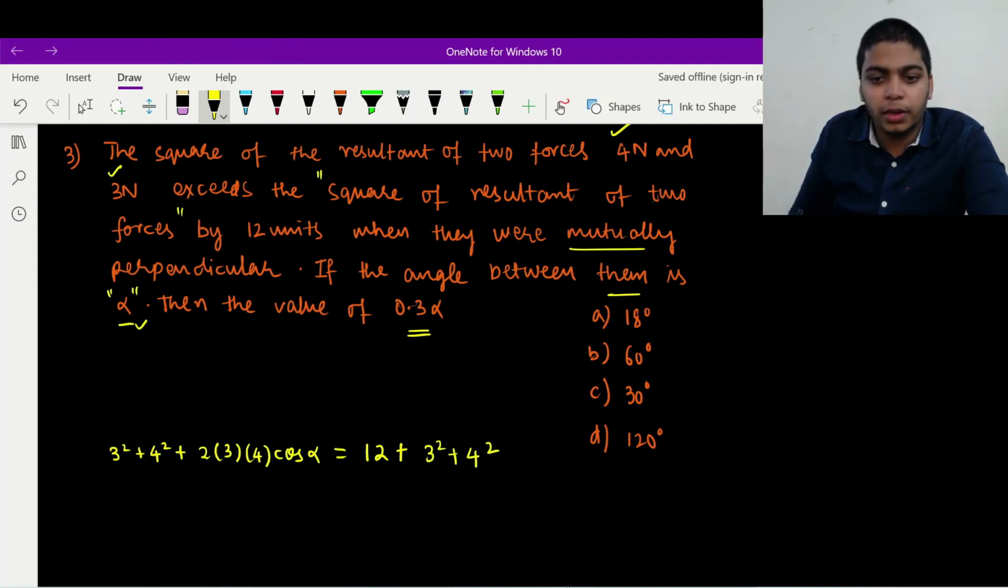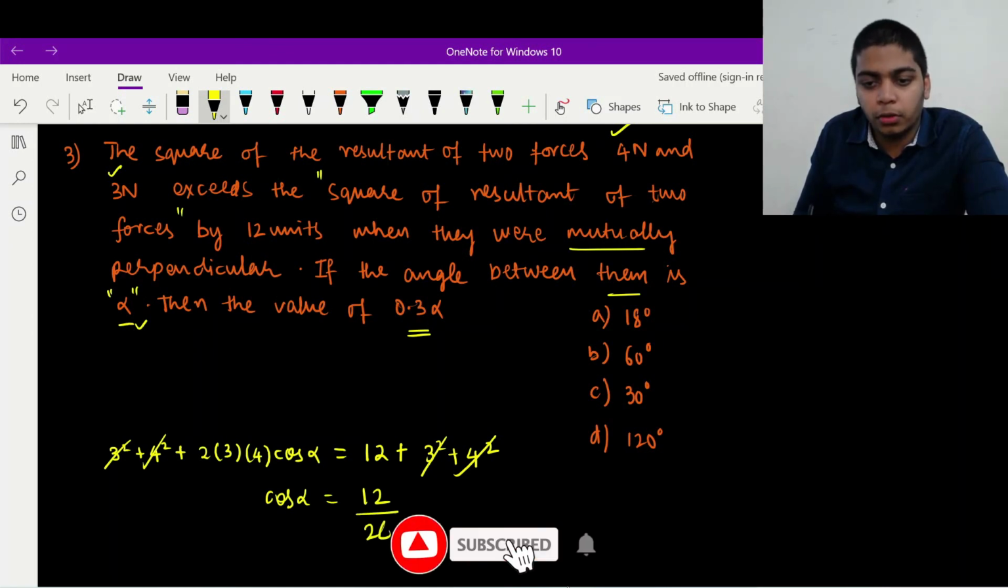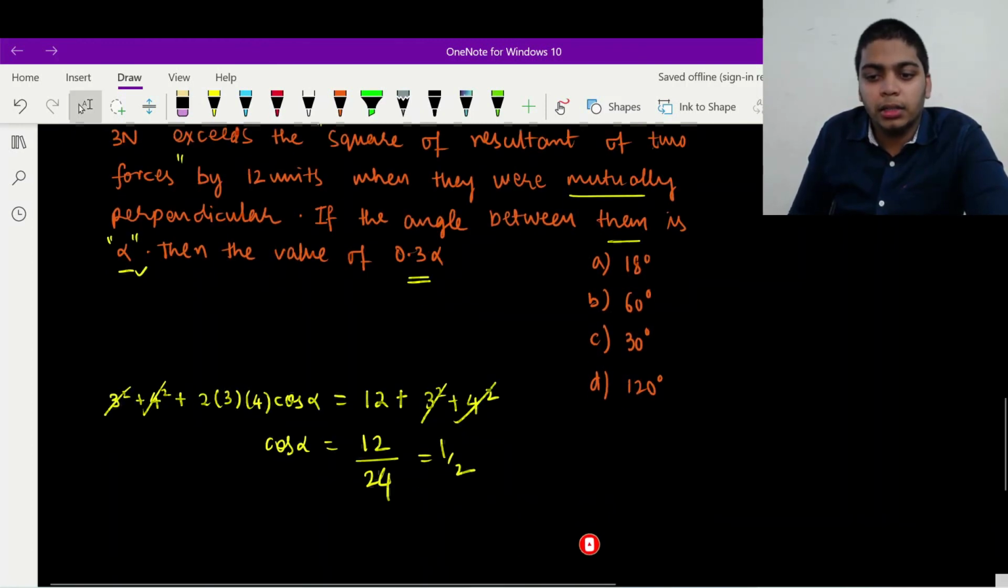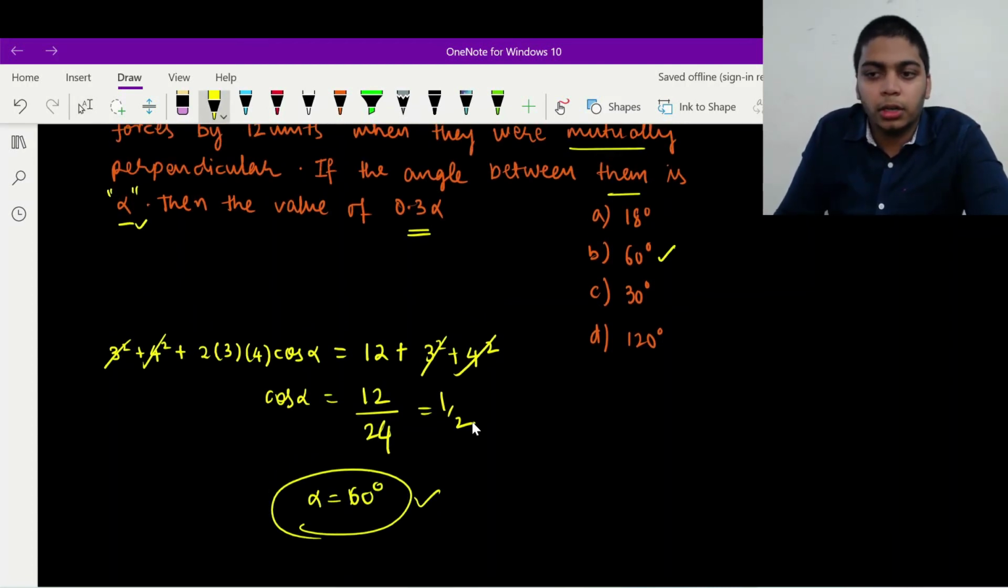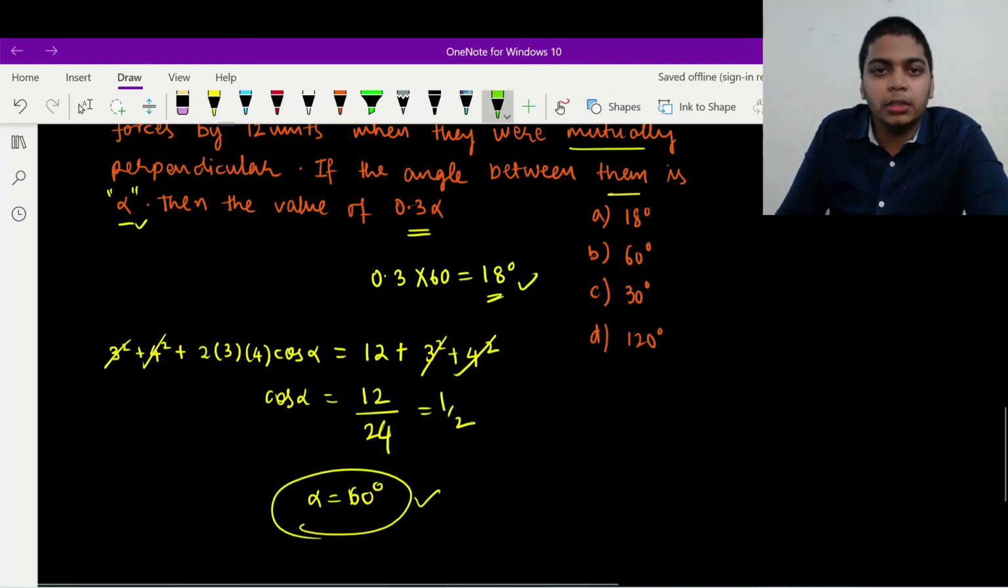Now we are interested in finding the value of alpha. So 3 square and 4 square on both sides get cancelled, and your cos alpha will be 12 by 4 into 3 into 2, that is 24. And this is nothing but 1 by 2. So the value of cos alpha is 1 by 2, and alpha is nothing but 60 degrees. Don't conclude that the answer is 60 and tick option B. Check what is being asked, and that is 0.3 times alpha, that is 0.3 into 60, and that is 18 degrees. So the correct answer for this question is option A, that is 18 degrees.